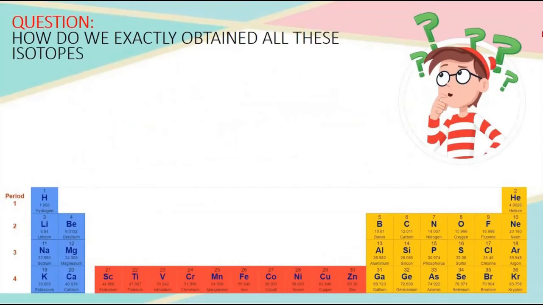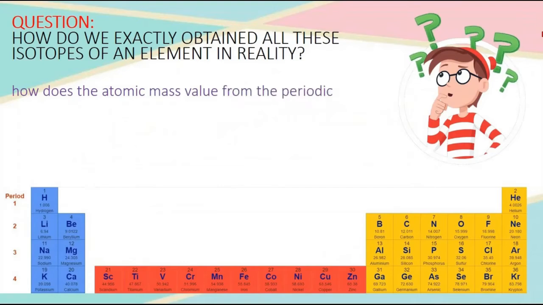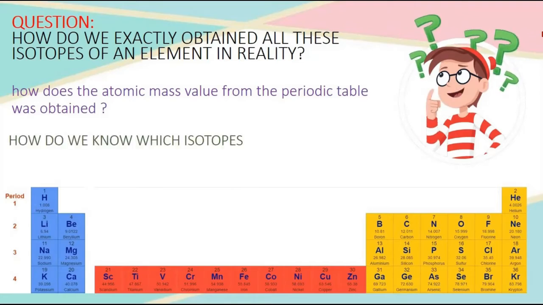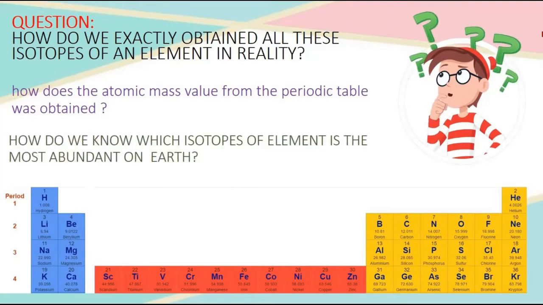Are you ever curious how we exactly obtain all these isotopes of an element in reality? How was the atomic mass value on the periodic table obtained, and how do we know which isotopes of elements are the most abundant on Earth? By finishing this lesson, I hope that you are able to find the answers to these questions.